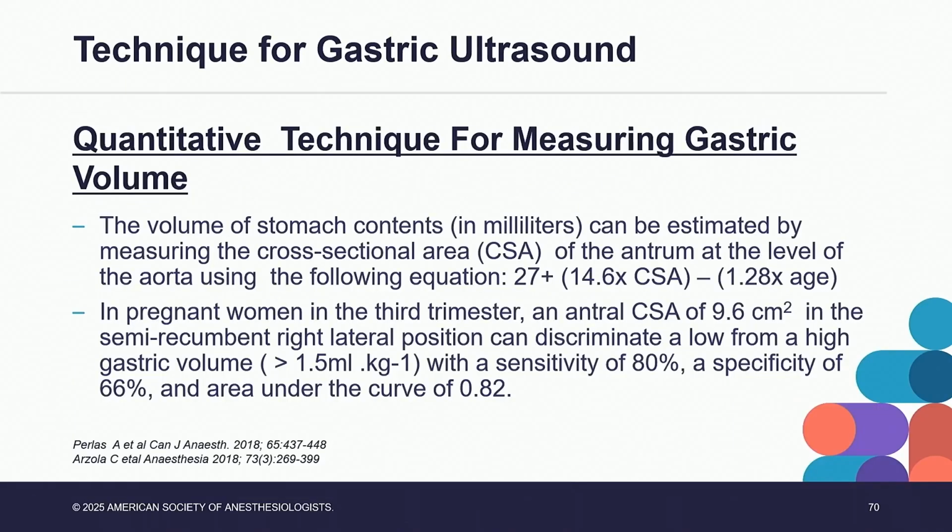How about the quantitative technique? The volume of stomach contents in milliliters can be estimated by measuring the cross-sectional area of the antrum at the level of the aorta using the following equation: 27 plus 14.6 multiplied by the cross-sectional area minus 1.28 multiplied by age. In pregnant women, they found that a cross-sectional area of 9.6 in the semi-recumbent lateral position can discriminate low from high gastric volume, with a sensitivity of 80%, a specificity of 66%, and an area under the curve of 0.28.